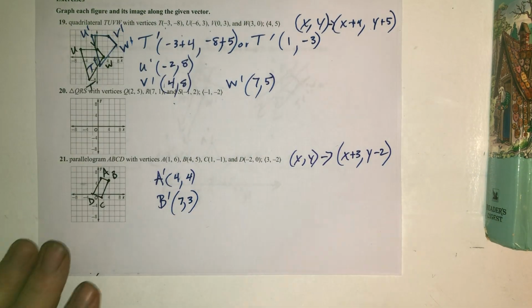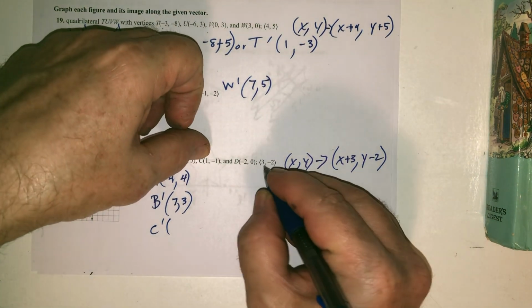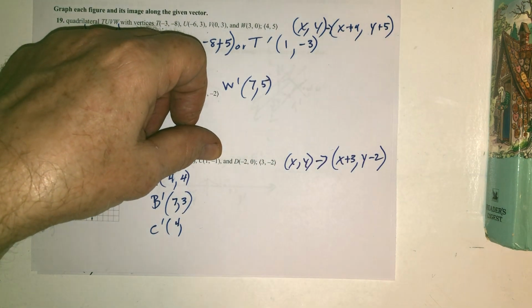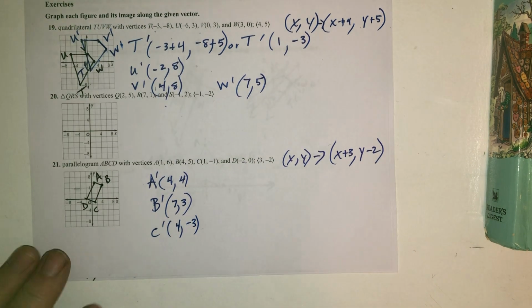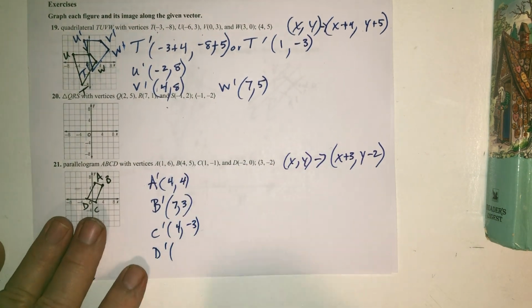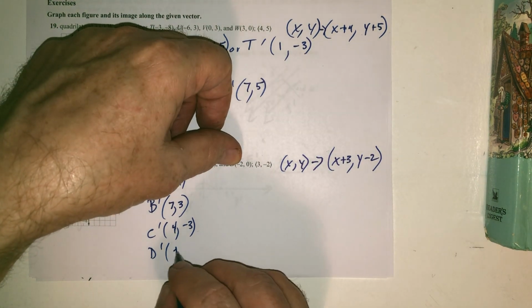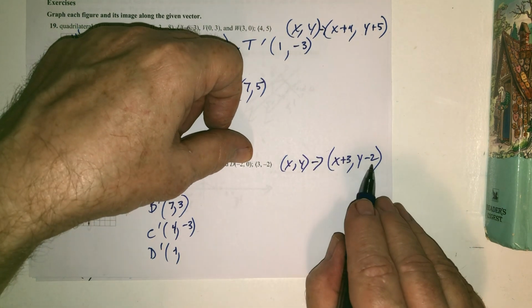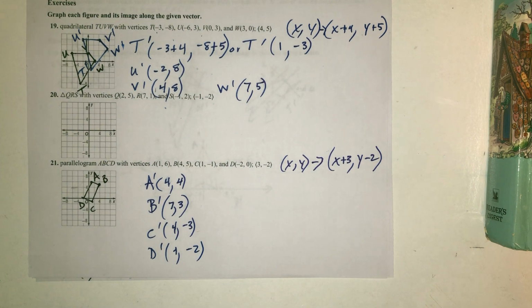Now we'll go to C prime. Take the x-coordinate 1 and increase it by 3, which makes it a 4. Take the y-coordinate -1 and decrease it by 2, which makes it -3. And then finally we'll find the coordinates for D prime. Take the x-coordinate -2 and add 3 to it, which is 1. Take the y-coordinate 0 and decrease it by 2, which is -2. And then you can plot each of those points.